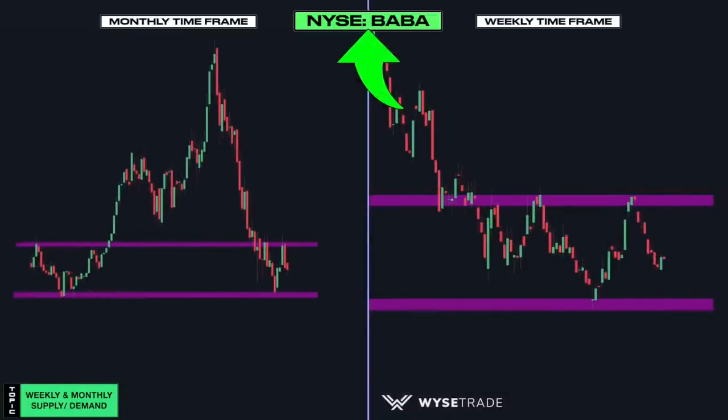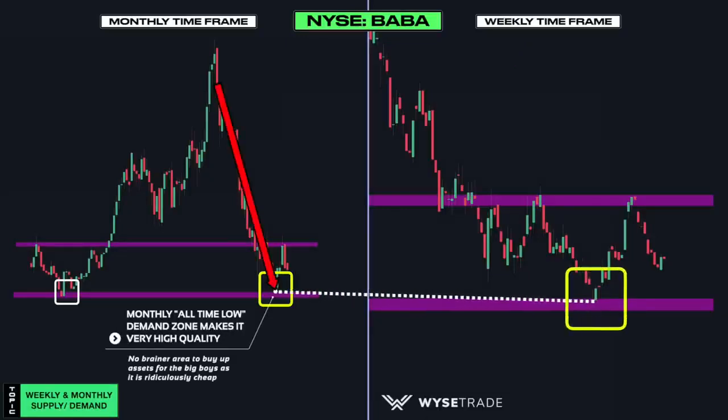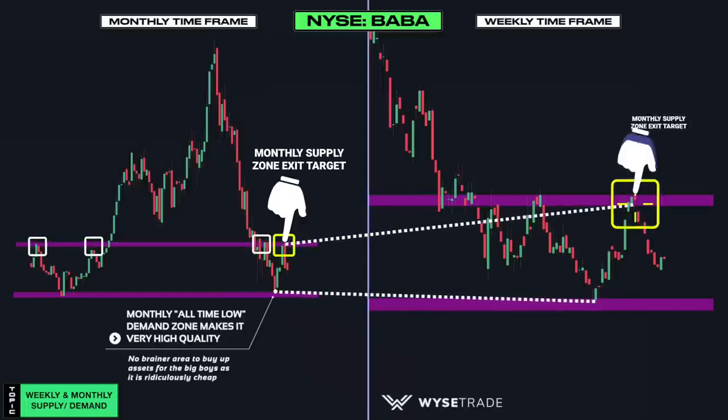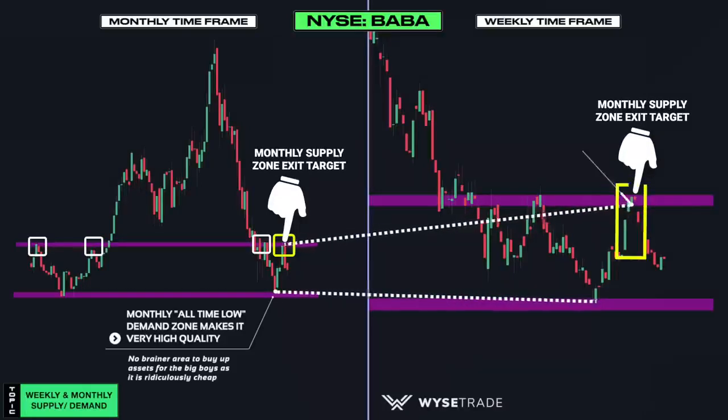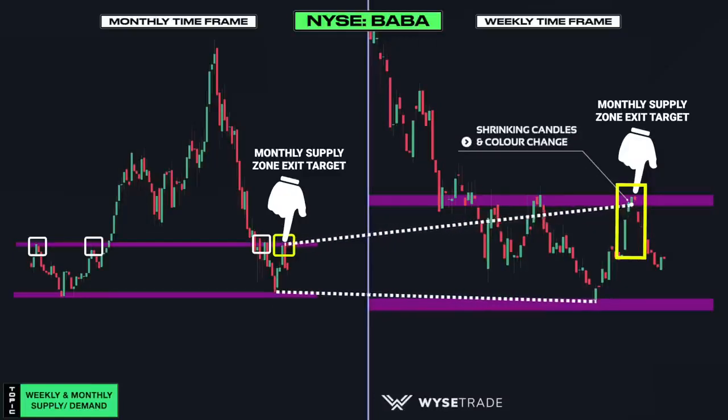This is the Alibaba stock. On the left is the monthly time frame, and on the right is the weekly time frame. This point here is the all-time low pricing, which creates a very high quality demand zone. As price came all the way down to this zone, notice how it tapped it and reversed, producing great long trades. You then had this monthly supply zone here due to these multiple monthly reversal points, making it a great exit point. You had a perfect shrinking candlestick pattern followed by a candle color change right at the monthly and weekly supply zone for a great exit.